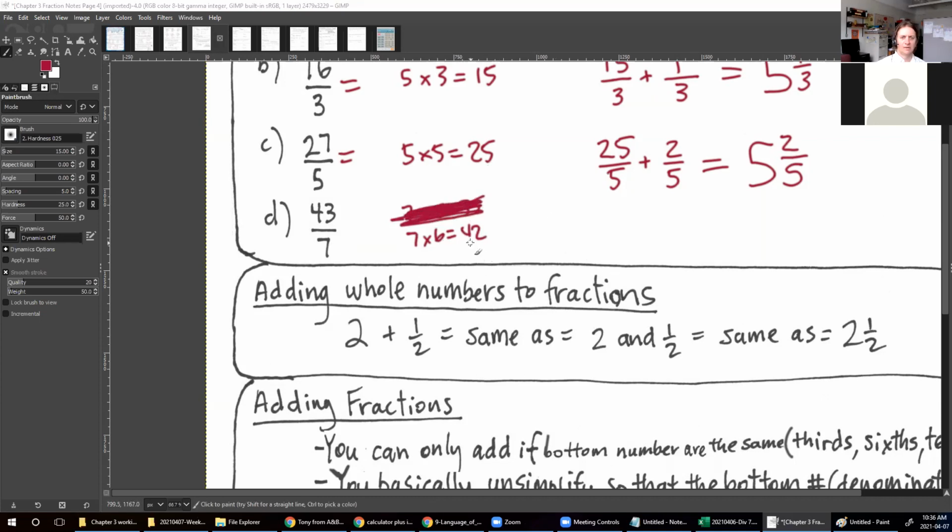I definitely want 7 times 6 in here. 42 is just under 43, which is perfect. So I'm going to do 42 sevenths. And I still have one more seventh left over. And 42 sevenths, if you do 42 divided by 7, is 6. Sorry, this is just my own little notes. So we're going to have 6 and 1/7.